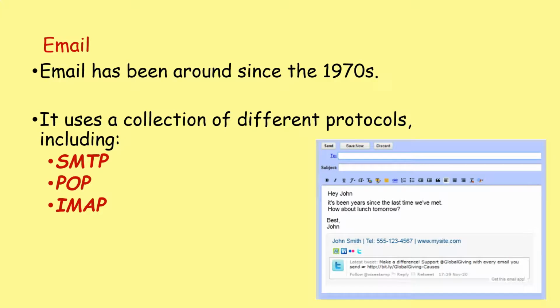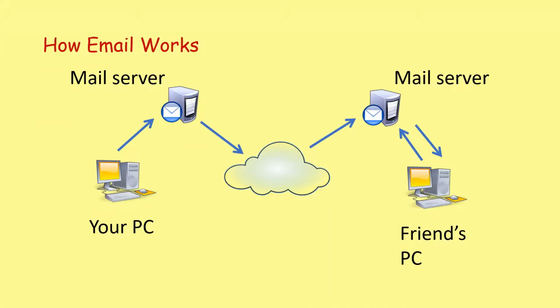Email uses many different protocols. For the OCR GCSE syllabus, you need to know about these three: SMTP, POP, and IMAP, how they're different, how they're the same, all the other good stuff. So how does email work?